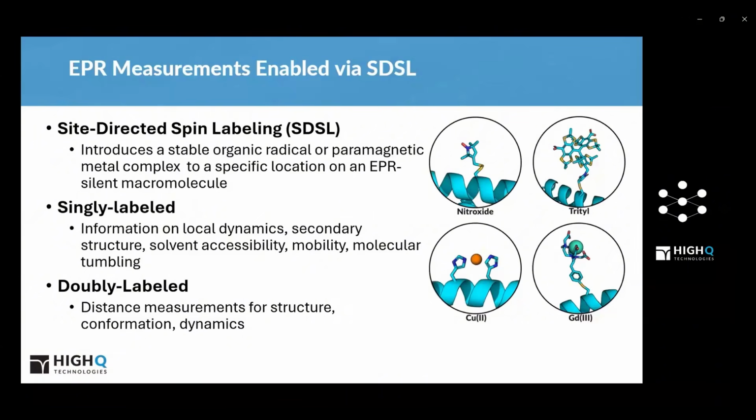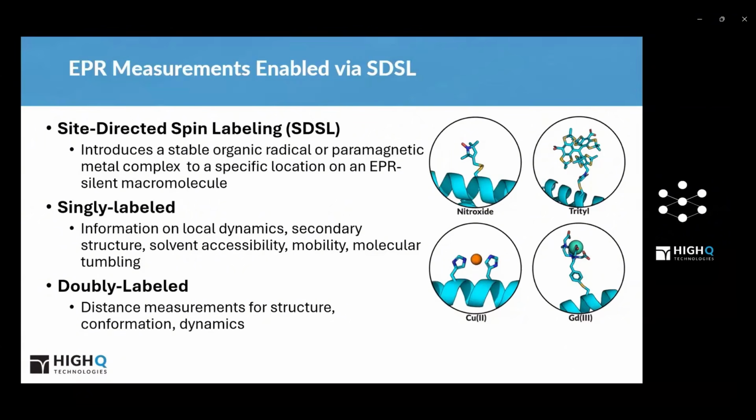So to talk about the type of EPR that HiQ does, I think it's helpful to conceptually break down EPR experiments into a few categories. So EPR, like NMR, is a very broad field. There's a lot of different experiments you could do. There's a lot of different types of information you can get. And so rather than break it down by experiment, I think it's helpful to break it down by the information. And so that can typically be done in terms of how many labels you're putting on your system. So you can either put one spin label on your protein or DNA, and you can get some information on local dynamics, on secondary structure, on the solvent accessibility of your label, on your side chain mobility and molecular tumbling, which is all very interesting information.